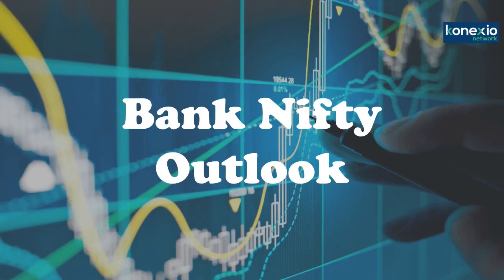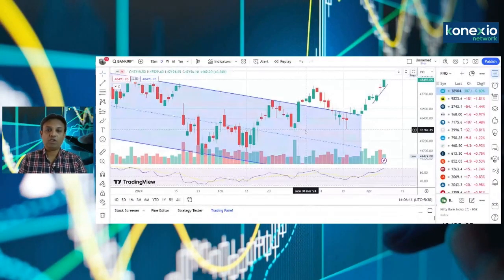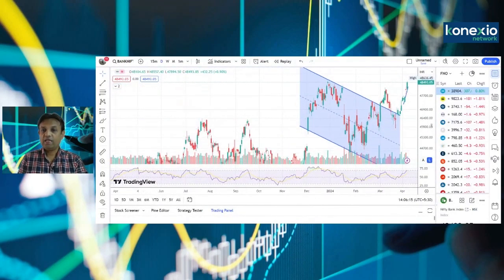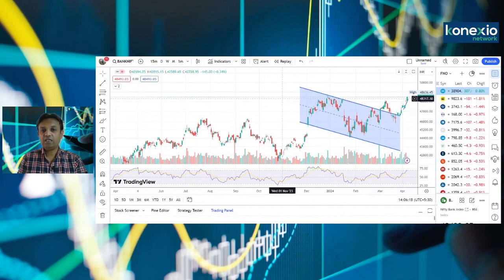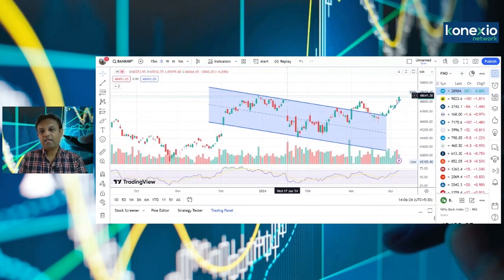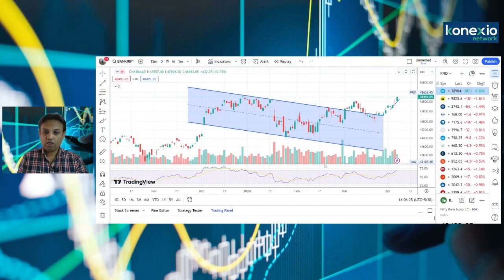Now friends, let us discuss the Bank Nifty daily charts. On Bank Nifty daily charts, we have discussed that Bank Nifty has already broken the falling channel. It is way above the breakout zone. It is just near its lifetime high. And maybe on Monday, we might see Bank Nifty testing the lifetime high, and then some sort of cool off or some sort of profit booking cannot be ruled out.